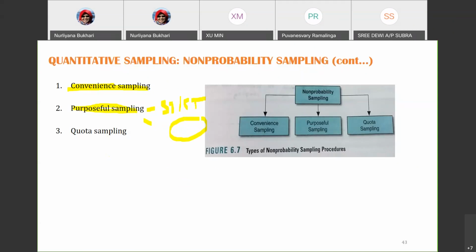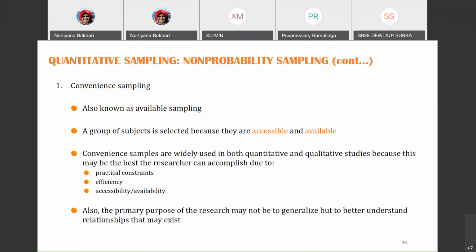Quota sampling, we talk about it. We talk about who gets that, and after we reach a certain quota, that's it. We'll get whoever reaches the quota based on our interest. Okay, this is available sampling. Who's available? Accessible and available. Convenient. Easy. Practical. Okay, we cannot get the random sample because it's not practical, it's not efficient, too long to take, too long to respond. Okay, accessibility and availability.